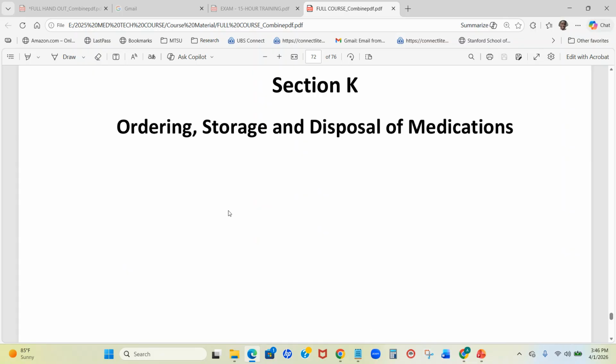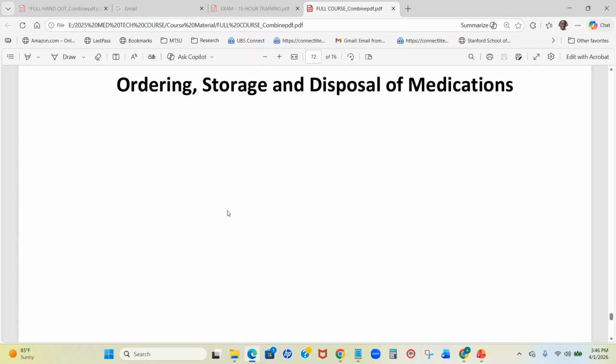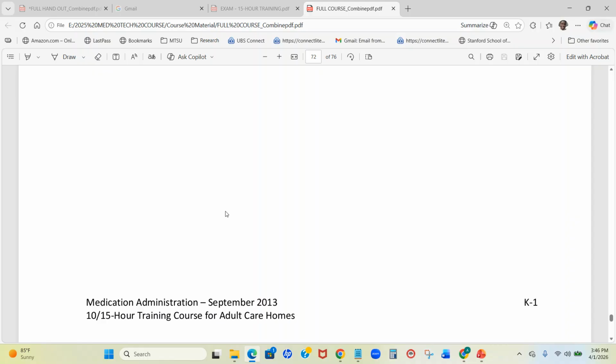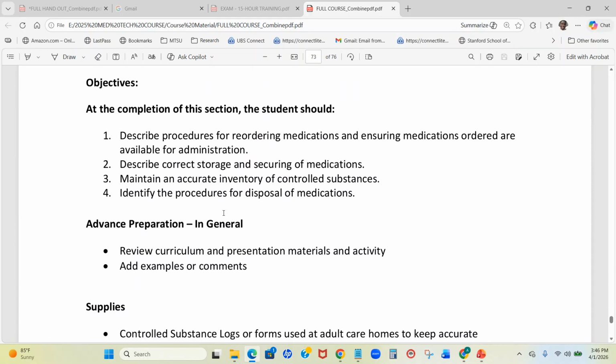All right, we are looking at the last session: ordering, storage, and then disposal of medications. As a student, you need to be able to describe procedures for ordering medications and ensuring medications are available for you to give to your patients at all times. You have to be able to describe where you will store and secure your medications, and keeping inventory of your controlled medicines.